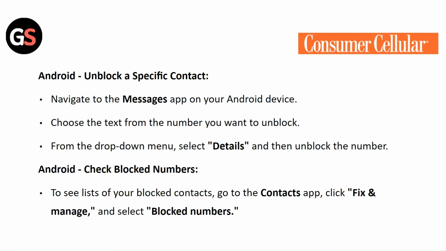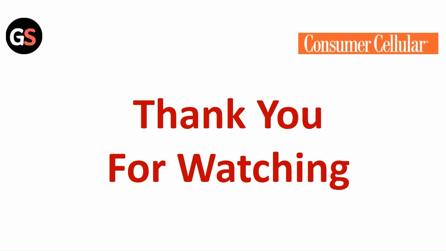For Android, unblock a specific contact. Navigate to the Messages app on your Android device. Choose the text from the number you want to unblock. From the drop-down menu, select Details and then unblock the number. On Android, check Blocked Numbers. To see the list of your blocked contacts, go to the Contacts app and click on Fix and Manage and then select Blocked Numbers.